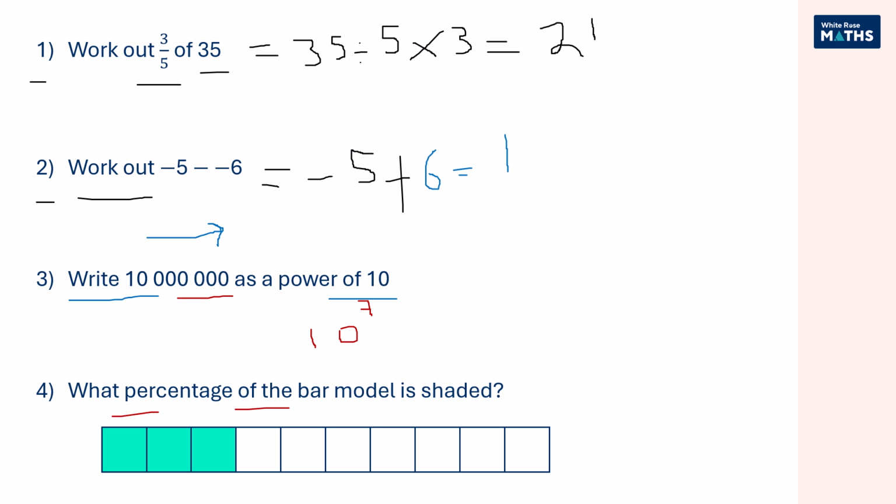Number 4, what percentage of the bar model is shaded? We've got 3 to 1, 2, 3, 4, 5, 6, 7, 8, 9, 10. So we're going to have 3 tenths. Okay, a fraction to a percentage. We're going to multiply that by 100. And when we do this, we're going to get 30%. Because 1/10 as a percentage here is going to be 10%. So 3 tenths would be 30%. I got that by doing 100 divided by 10, which is 10, and I multiplied it by 3. So 100 divided by 10 is 10, and then 10 times 3 makes 30.